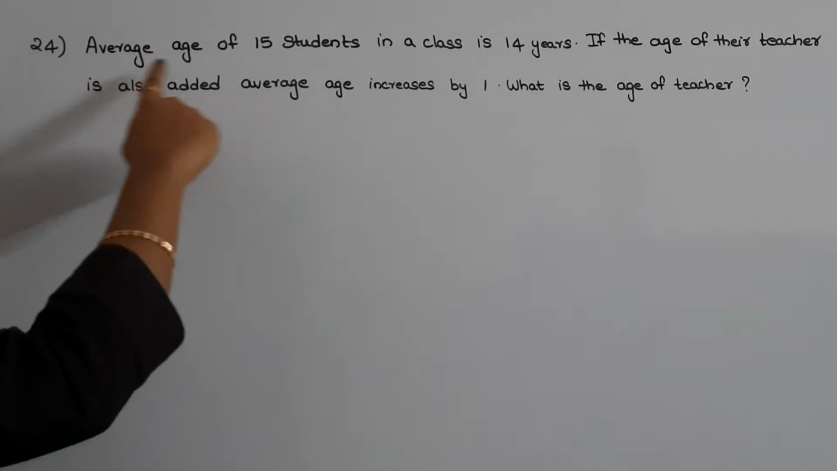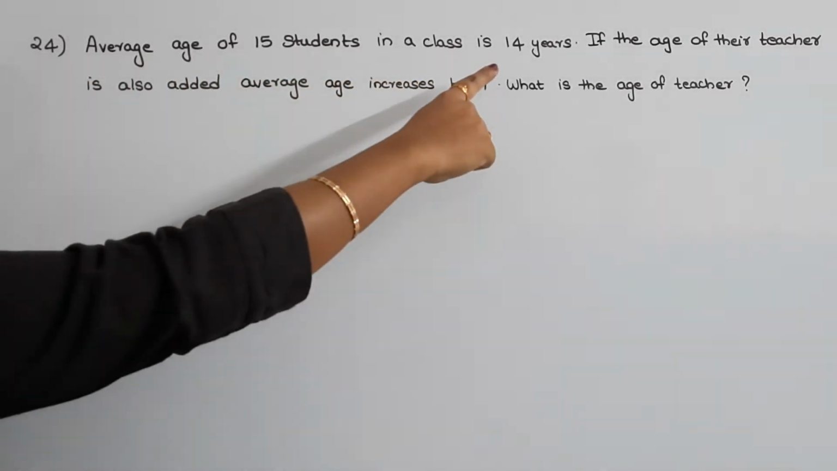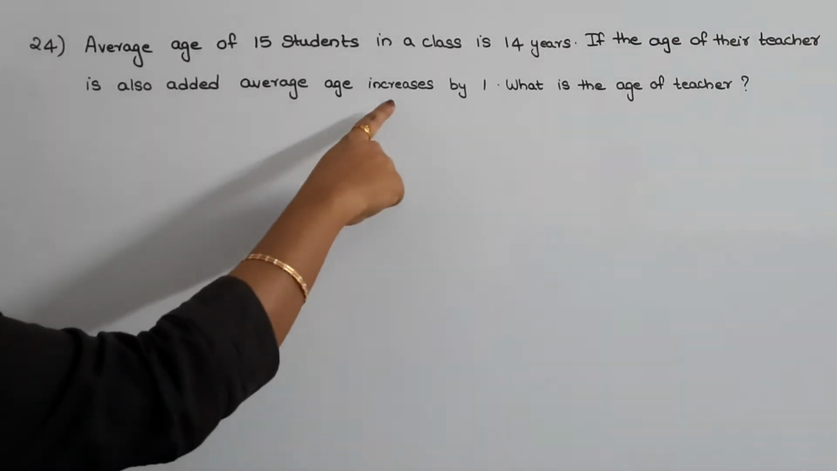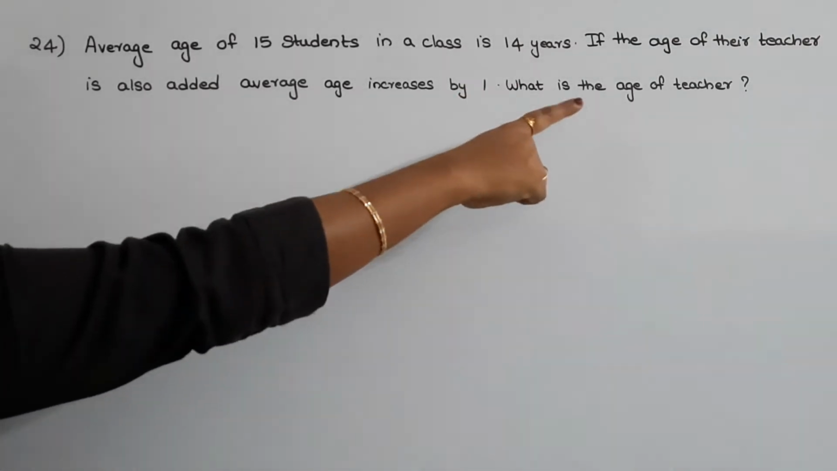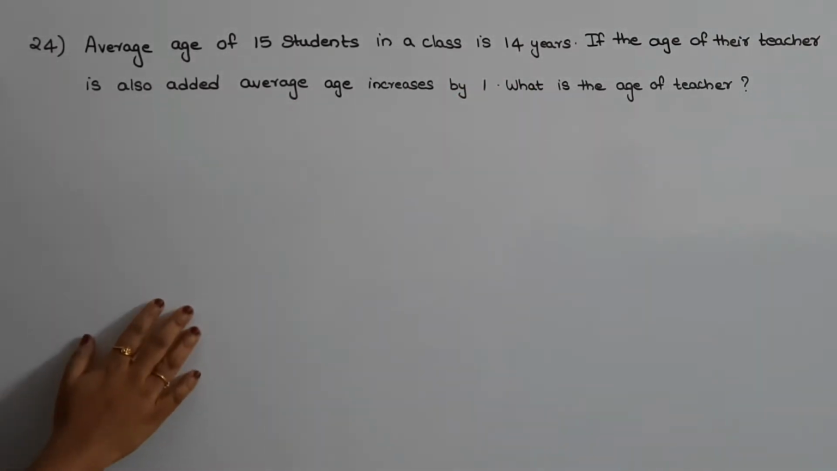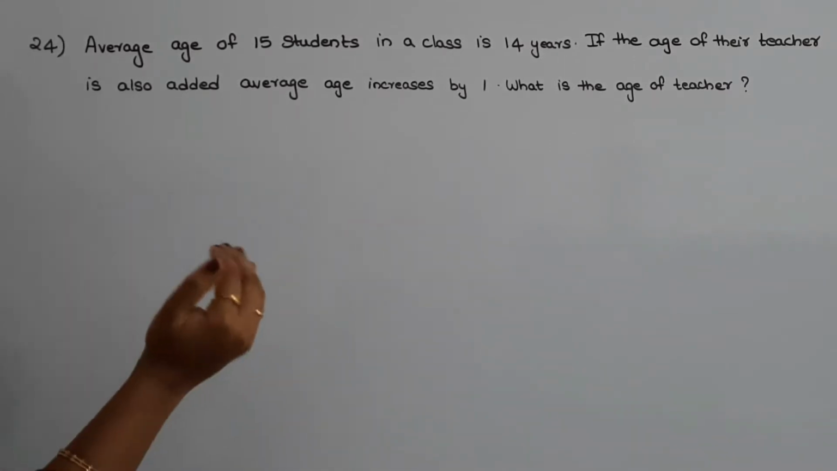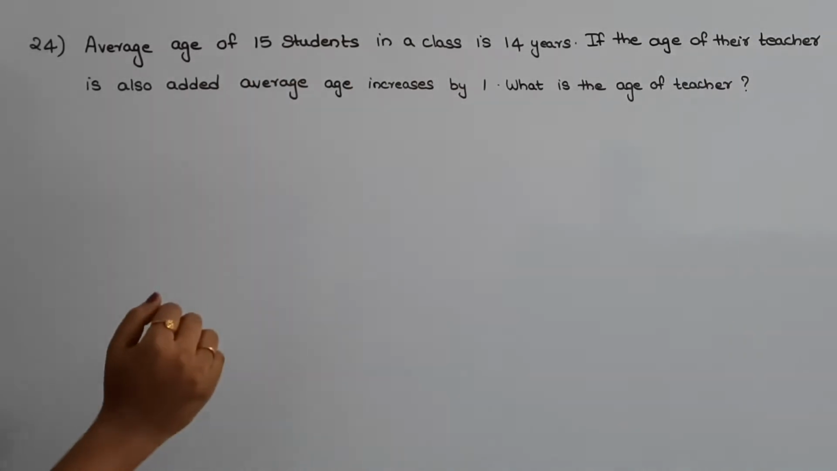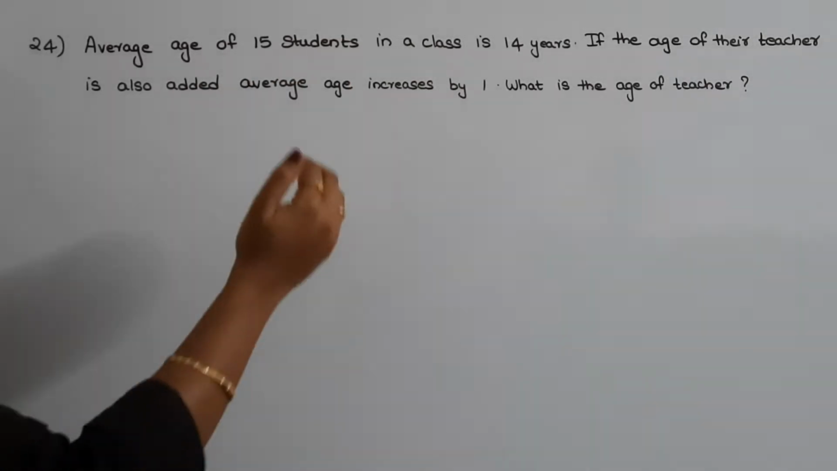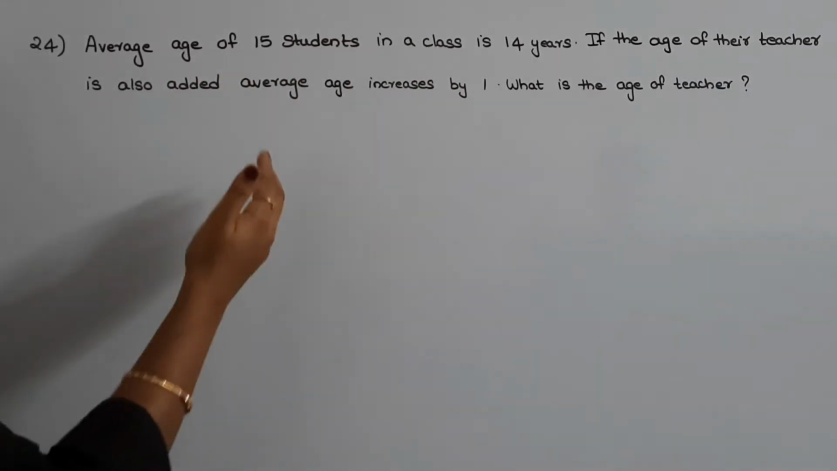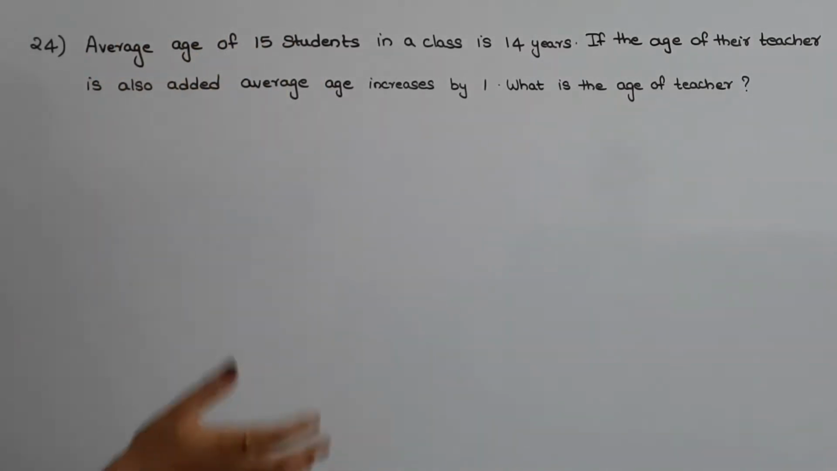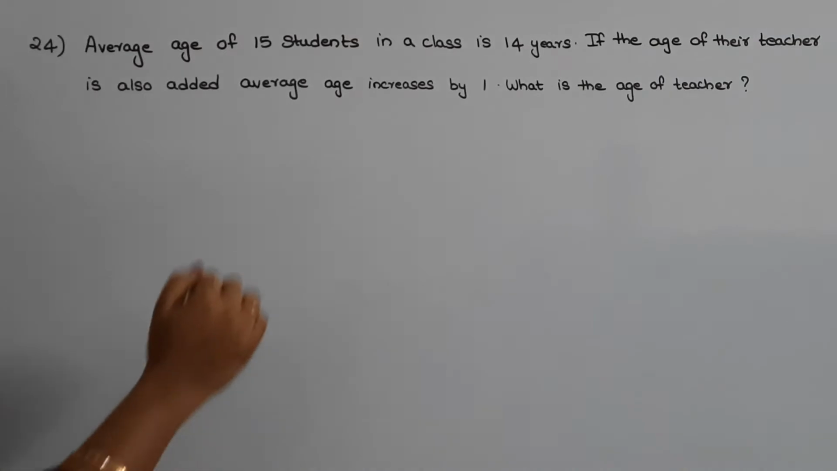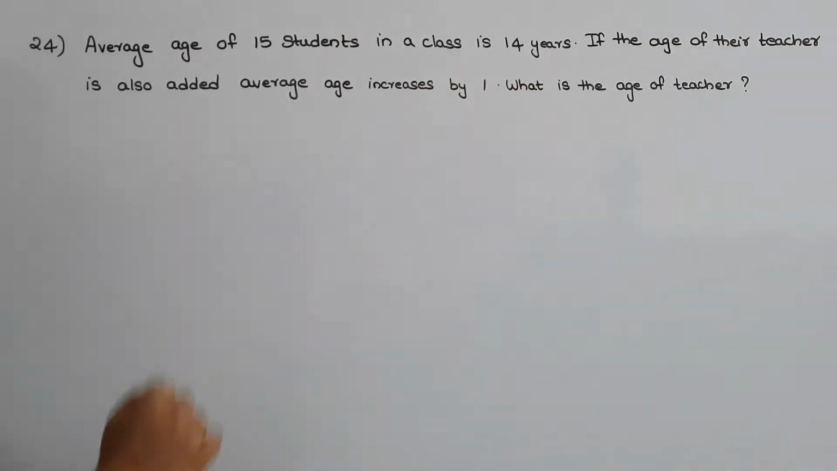24th question is, average age of 15 students in a class is 14 years. If the age of their teacher is also added, average age increases by 1. What is the age of teacher? So in this question they are telling that there are total 15 students in a class and the average age of 15 students is given. Now they are telling that if the age of their teacher is also added to the age of this 15 students, then the average increases by 1. Then we need to find out the age of teacher.